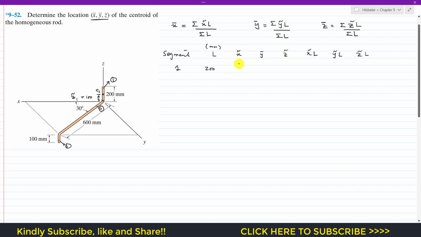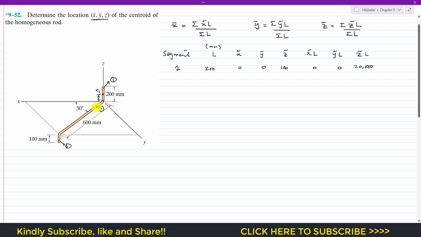So x tilde is 0, as we know that the centroid of this segment 1 is on the z-axis. So x tilde is 0, y tilde is 0, and z tilde is equal to 100 mm. So I will write that this is 100. And now if we take the product, 200 into 0 is 0, and 200 into 0 again is 0, and 100 into 200 is 20,000.